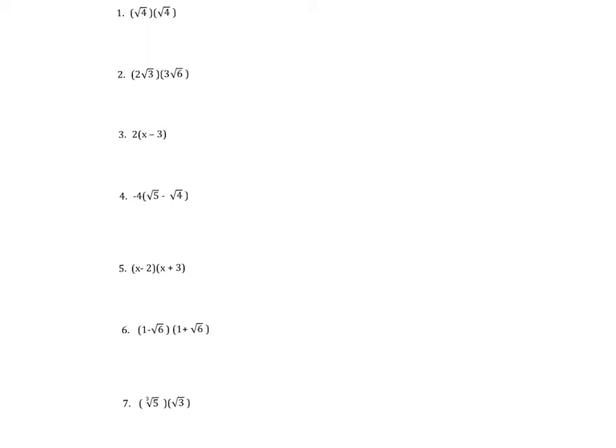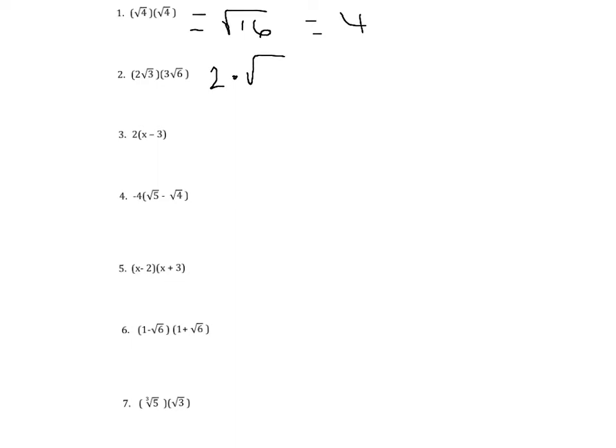And so square root of 4 times square root of 4, when you multiply those two radical expressions, you multiply the inside of the radicand, which is 4. And so square root of 4 times square root of 4 is square root of 16. When you multiply those radicands, you get square root of 16, and that's equal to 4 because it's a perfect square.